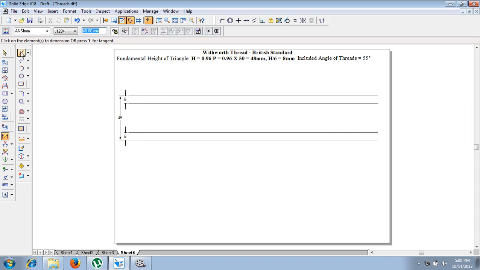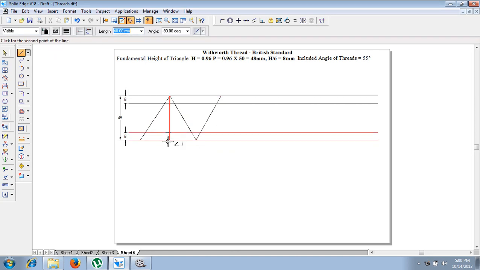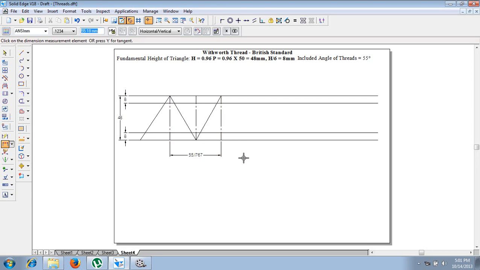Now after defining these things, using the line command with 0.13 mm, just draw a triangle like this. After drawing the triangle, change the line style to chain line and draw the construction lines like this. After drawing these construction lines, make use of the command called distance between. The distance between the consecutive threads is given as 50 mm. Similarly, the distance between 2 consecutive threads is given as 50 mm.